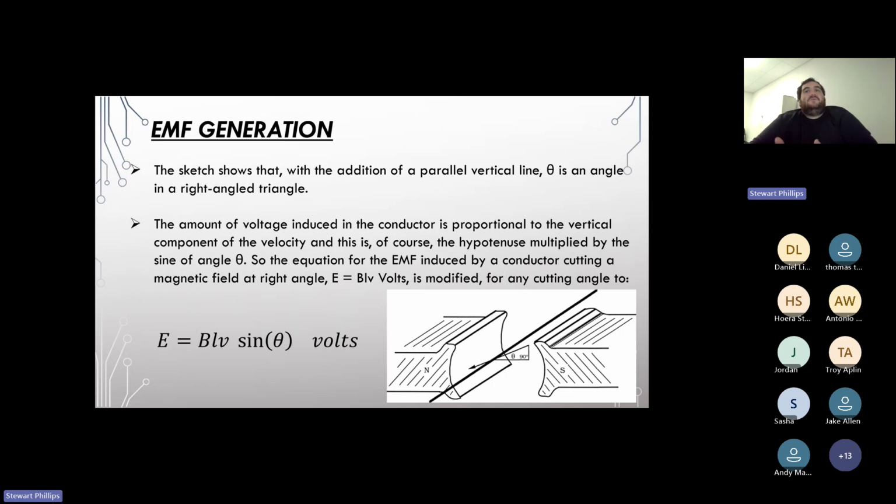So yeah, multiplied by the sine of angle theta. So the equation for the EMF induced by a conductor cutting a magnetic field at a right angle is E equals BLV volts, modified for any cutting angle to E equals BLV, or magnetic field times length of conductor times velocity, multiplied by sine theta, and is represented in volts.